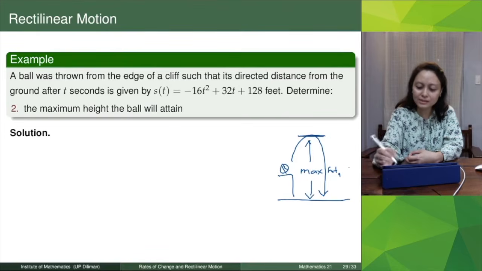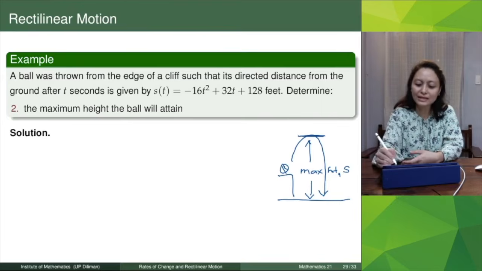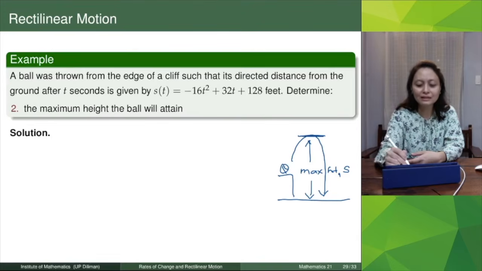This actually is a value of S. So, we want S of something. S of t. Pero ano yung time na na-reach niya itong maximum height na to? What do you notice? Sa maximum height, nagkaroon tayo ng change in direction. So, upward muna yung ball, tapos naging downward. Pag meron kayong change in direction, ano yung sabi natin kanina? The velocity is equal to 0. So, at the maximum height, you have this condition. The velocity is equal to 0.